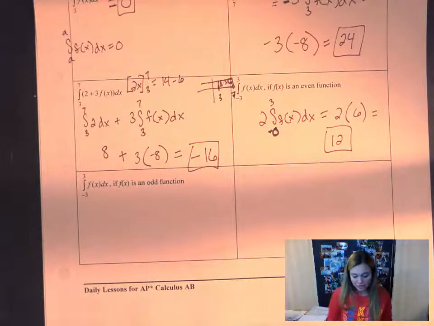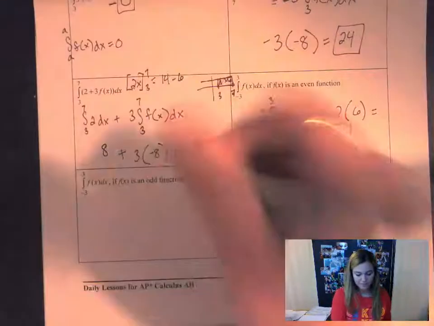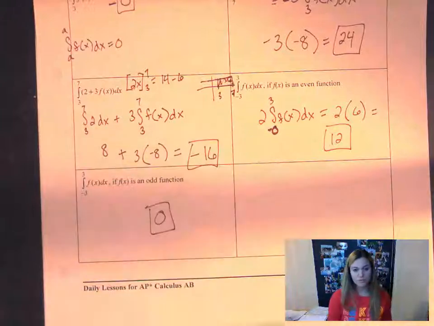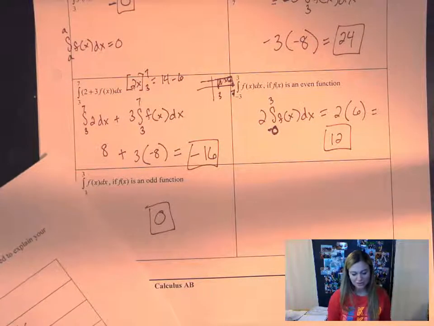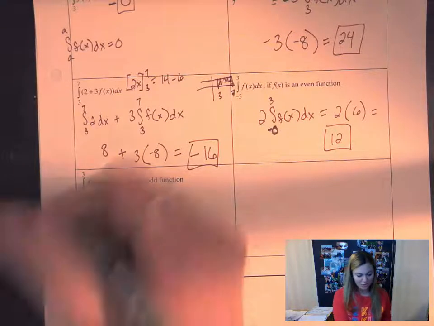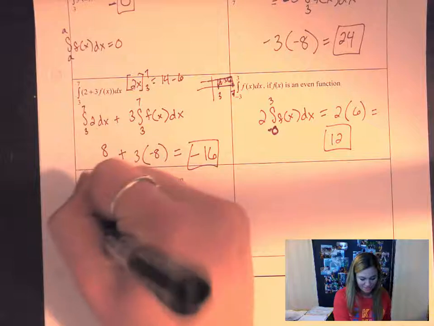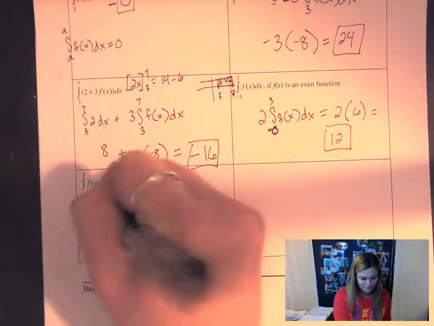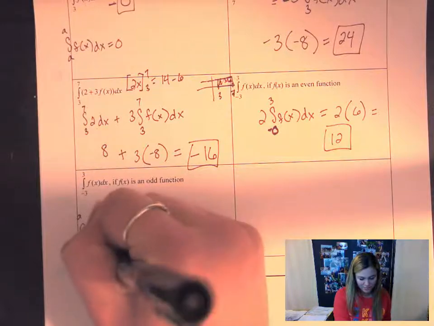Okay, next one, if we have an odd function, remember what happened. As long as we're going from -3 to 3, you should get 0. And if I'm explaining this, you can just say because this is an odd function, for any value, so -a to a, or any odd function.